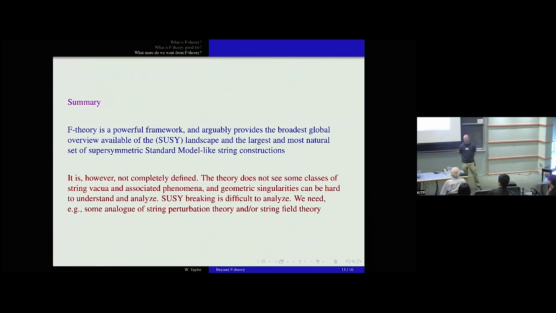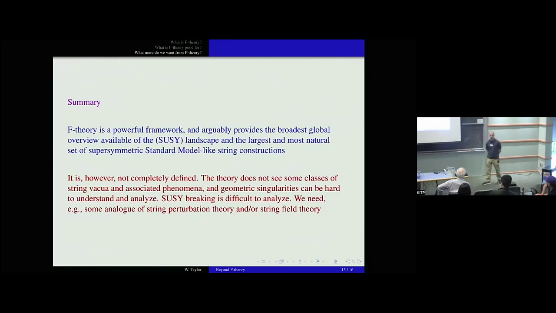It is, however, not completely defined. The theory does not see some classes of string vacua and associated phenomena. Geometric singularities can be hard to understand and analyze. We cannot, even in principle, and I look forward to you talking more about that, really calculate things that we need to know, actual numbers for our phenomenological compactifications. SUSY breaking is difficult or impossible to analyze because we're relying so heavily on algebraic geometry and holomorphy. So we need some other framework, perhaps some analog of string perturbation theory or a string field theory, to give us a systematic way of thinking about these questions.